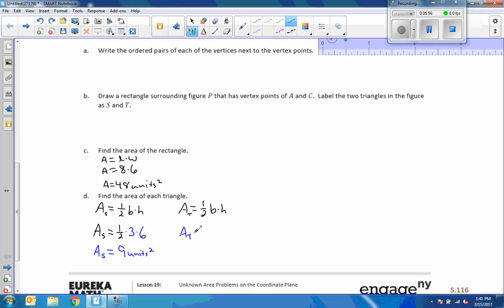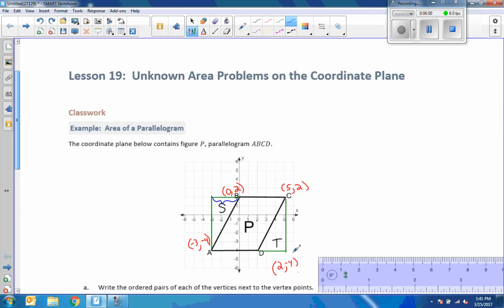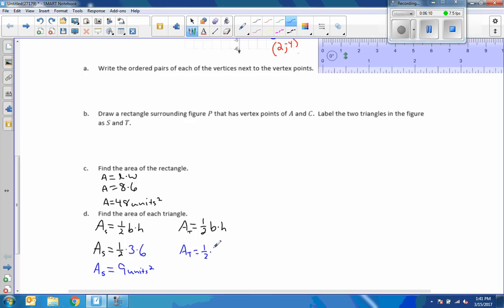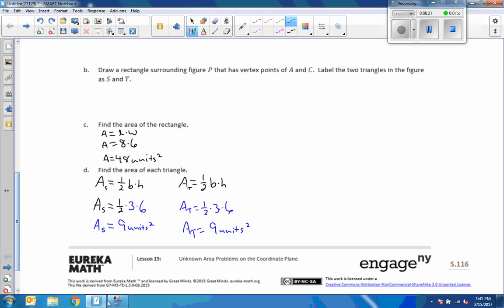The area of T equals 1/2. Now if I go up here, this distance is 3. This distance is 6. Same as the other triangle. So it's just a repeat. The base 3, the height 6. So area of T equals 9 units squared. Okay?